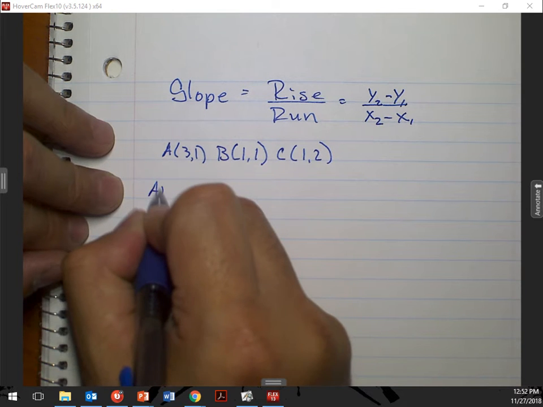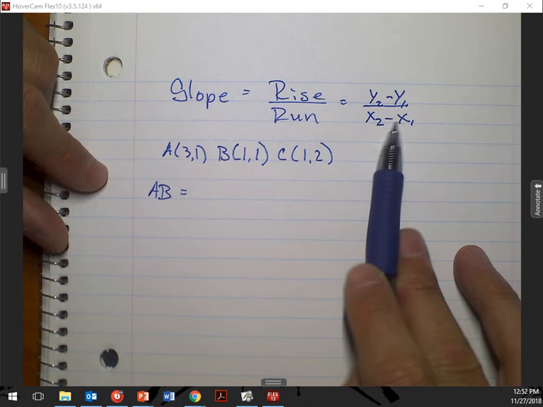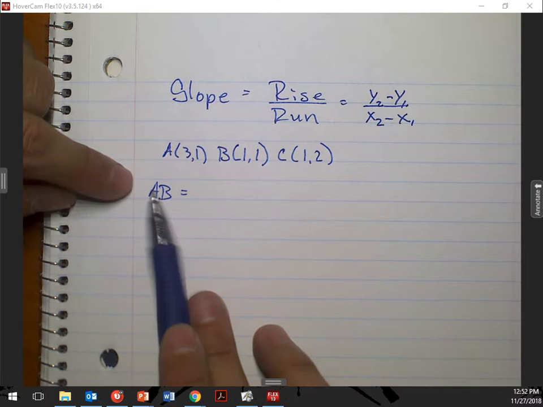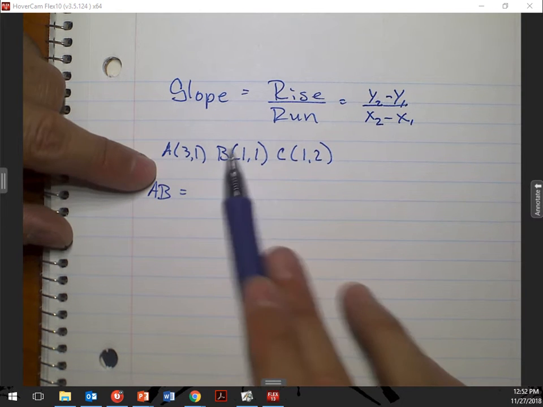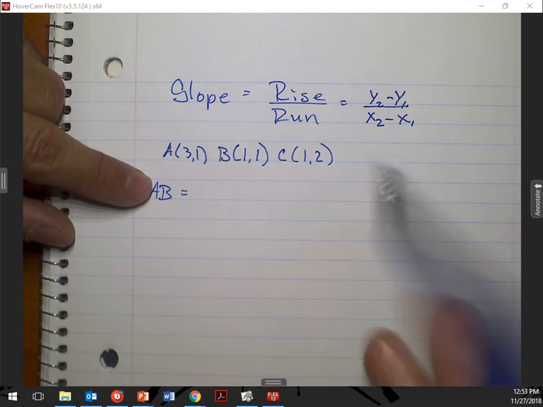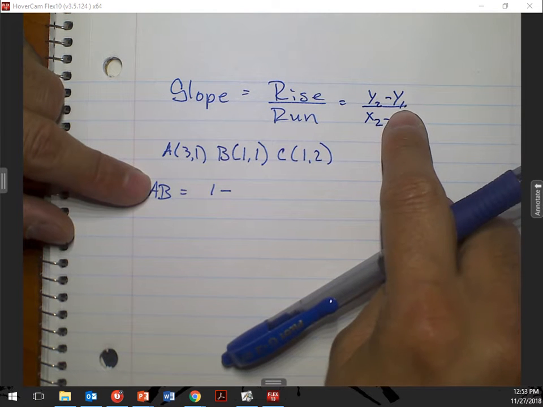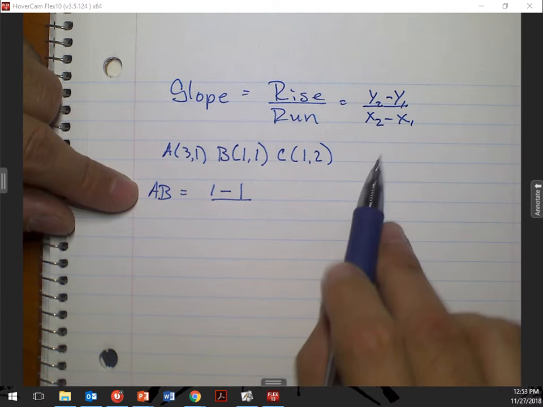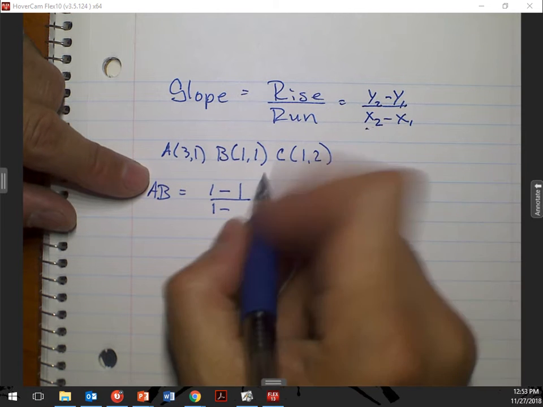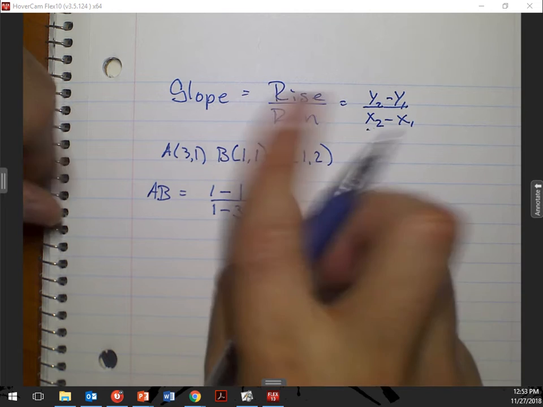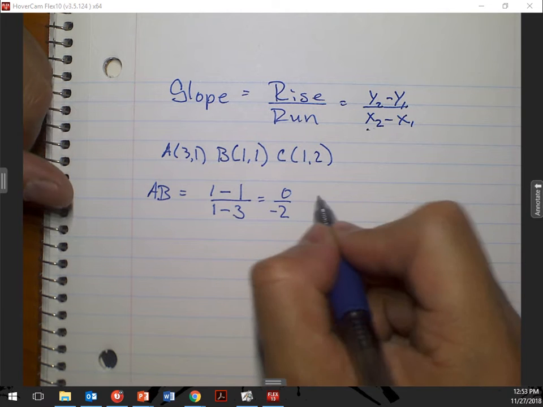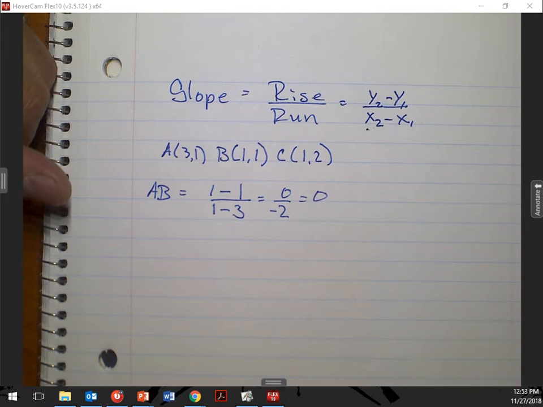All right, so for AB, I'm going to use this one right here. If it's AB, that means B is my second point, right? Say yes. Yes. So B is the second point. So what is the Y value? These are always X's and Y's, right? In alphabetical order. X, then Y. So Y from my second point is 1 minus, what is Y from my first point? 1 over, what is X from my second point? Minus X from my first point. What's 1 minus 1? 1 minus 3? Negative 2. And so my slope, what is 0 divided by negative 2? So my slope is 0.